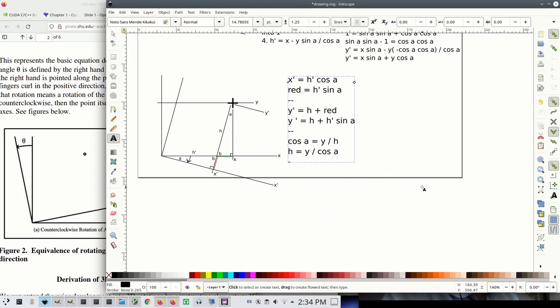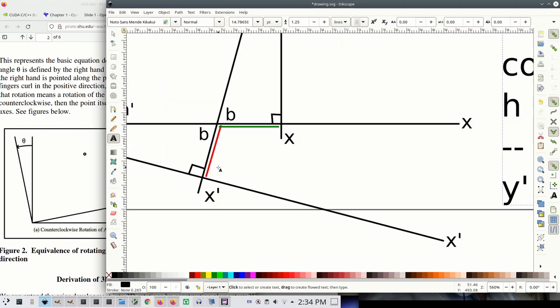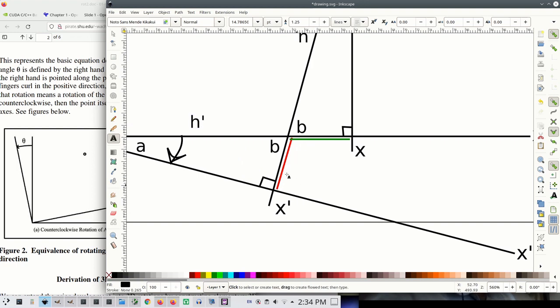So now let's start subbing back in already. Let's see what we have missing. So y prime equals y over cos a plus h prime sine a. So we need to sub in for h prime. And h prime is equal to x minus green. So from the diagram again we see x minus green, this green line, gives us h prime.